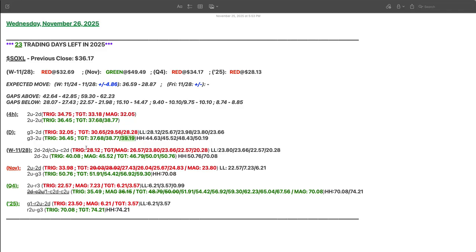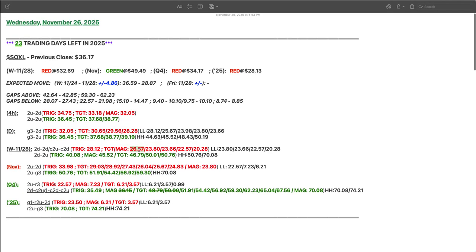We're still inside on the week. Got to get to 28.12 to trigger a 2 down continuation, which is also a trigger of a combo 2 up, combo 2 down. So at 28.12, the first thing we would be shooting for is 26.57 and 23.80. Don't think that we would get below that this week, but just in case the rug does get pulled, we've got some extended targets there. But again, we're still being patient. If we go to the upside, that gives us a 2 down, 2 up.